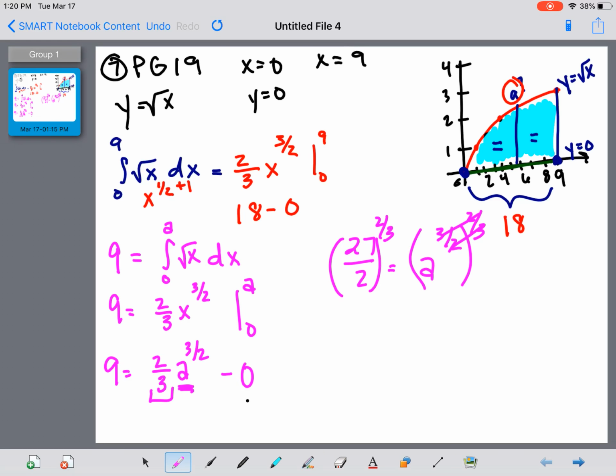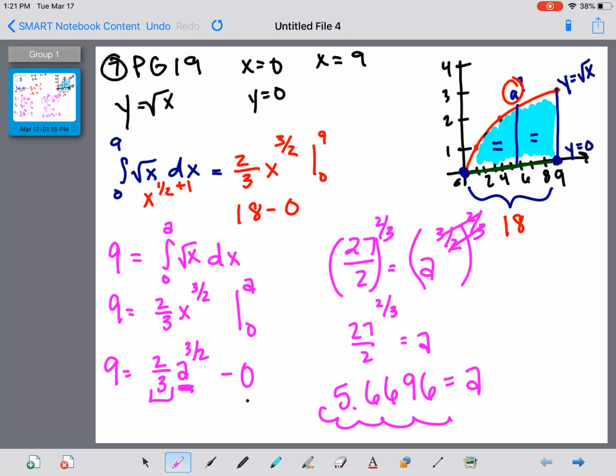Those will cancel. So now I get 27 halves to the 2/3 power equals A. If I do that in my calculator, 27 halves raised to the 2/3 power gives us 5.6696 equals A. So that is the number. It's kind of exactly right where I put it. That is the number right here, A, that cuts this area into 2 equal pieces.